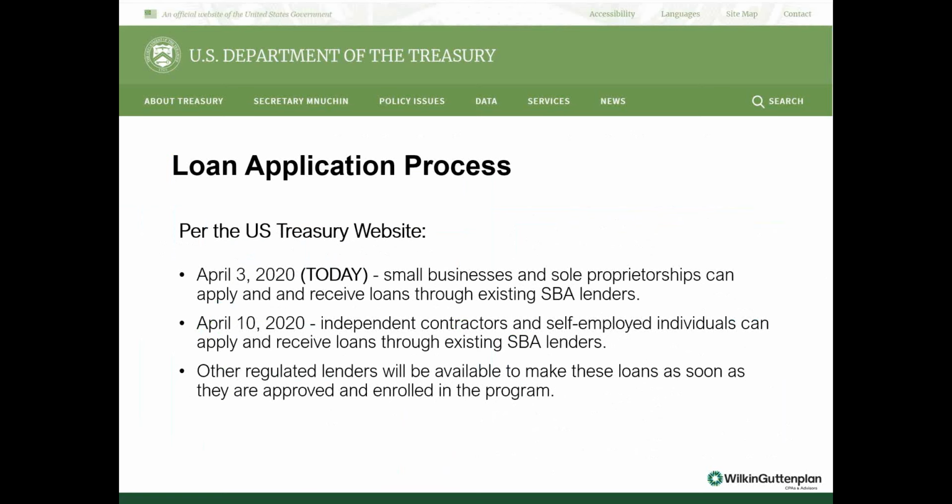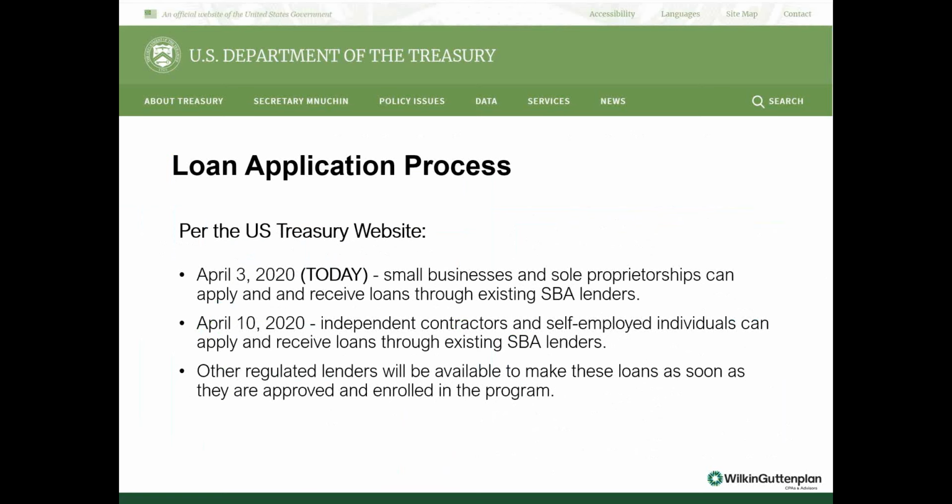So let's talk about the loan application process. So the Treasury website has posted information that says that today is the day that small businesses and sole proprietorships can apply to receive loans through the SBA. And as we mentioned earlier, some banks aren't ready to receive these loan applications. Some banks are, but I think it's going to be a process that's going to take some time before the banks can digest what it is they need to do and get the money out to businesses. On April 10th, independent contractors and self-employed individuals can apply to receive loans. Other lenders will be able to make loans as soon as they're approved and enrolled in the program, other than SBA lenders. Everyone who is FDIC insured who might not have otherwise been an SBA lender will be authorized to make PPP loans in this situation.